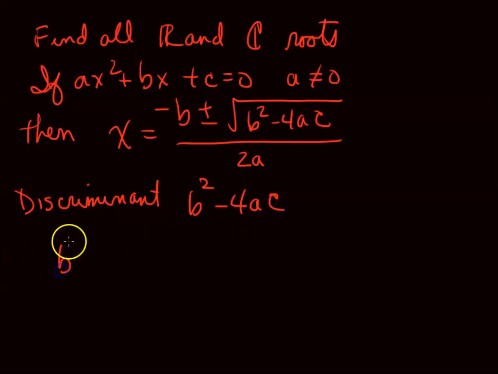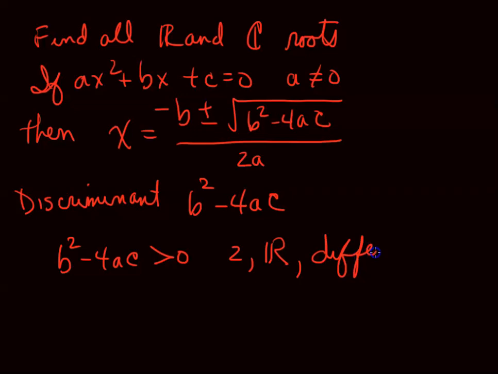And if that is greater than 0, we know what these roots will look like without going through and calculating them. We know this will be a positive number underneath the radical. The square root of a positive number will be a positive number, and that means that we're going to get two answers. They will be real numbers, but they will be different because you're going to add something and subtract something.